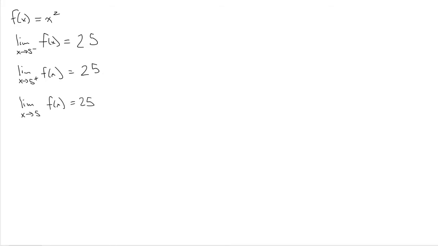And since the limit from the left is equal to the limit from the right, that's our definition of the two-sided limit, the limit as x approaches 5, existing and being equal to 25. So the two-sided limit is also equal to 25, because the limit from the left and the limit from the right are both 25.